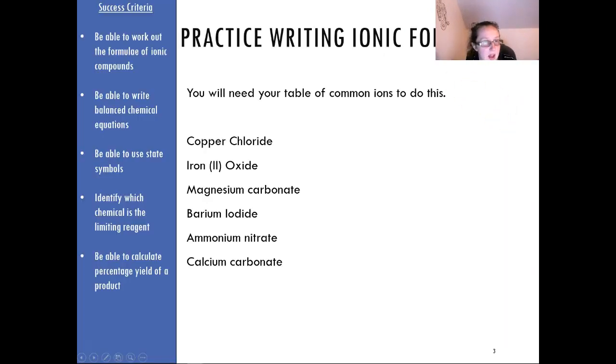Okay, so I just want to do a little bit of practice at writing ionic formulae, so making sure we've got the right number of each thing on each side. So in your booklets you've got a little space to write down these common ions. So copper chloride, iron 2 oxide, magnesium carbonate, barium iodide, ammonium nitrate and calcium carbonate. And you can use that table of common ions that you've just seen to help you do so.